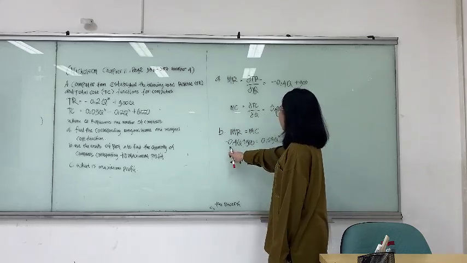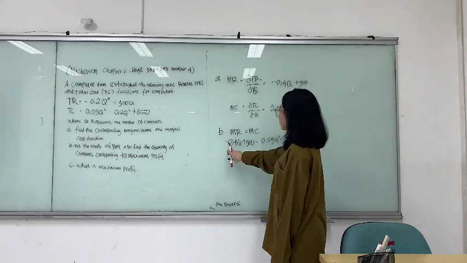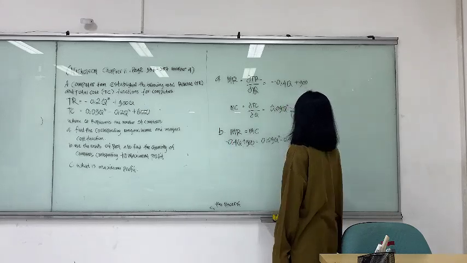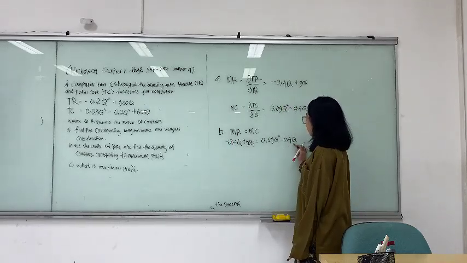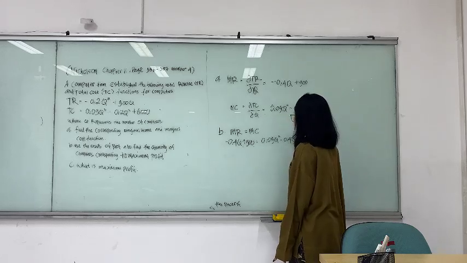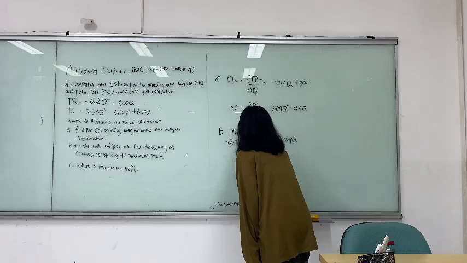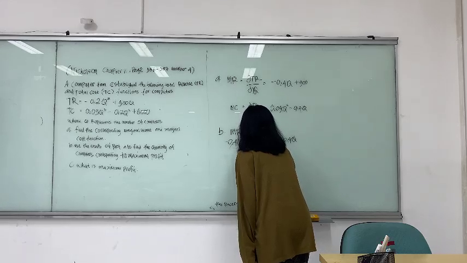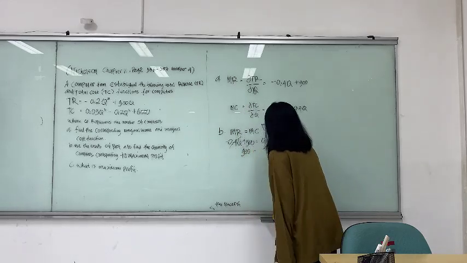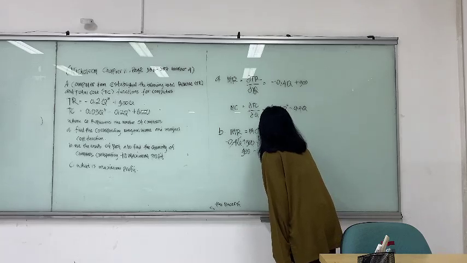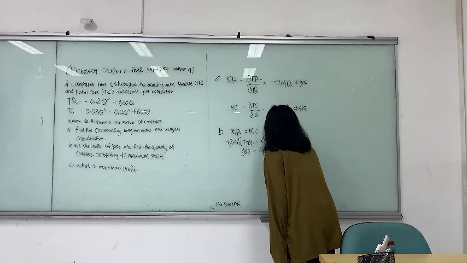So this is because minus 0.4 and minus 0.4 is the same, so eliminate. Get 900 equal 0.09 cube to the power of 2.